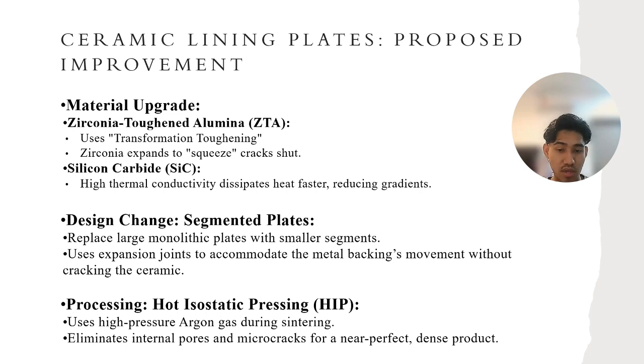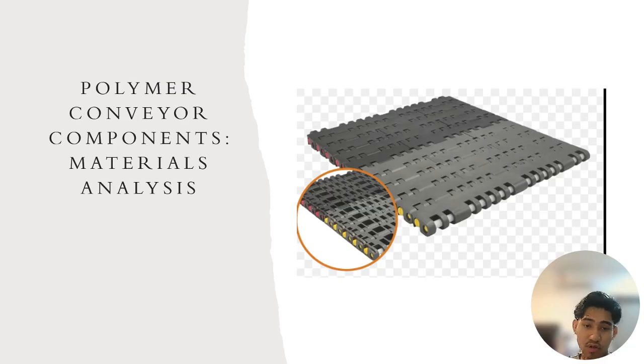Design change, segmented plates: replace large monolithic plates with smaller segments. Use expansion joints to accommodate the metal backing's movement without cracking the ceramic. Processing, hot isostatic pressing, HIP, uses high pressure argon gas during sintering and eliminates internal pores and micro cracks for a near perfect dense product.